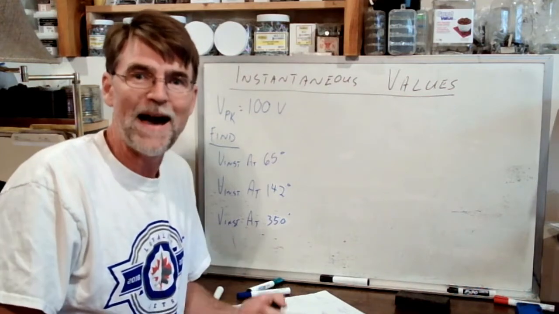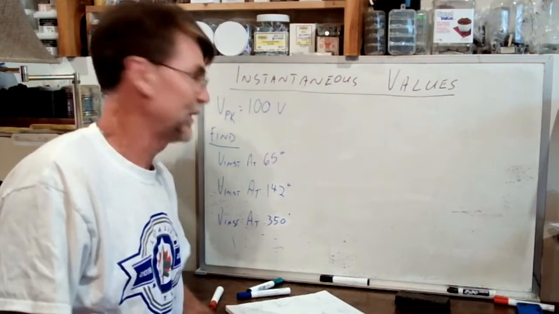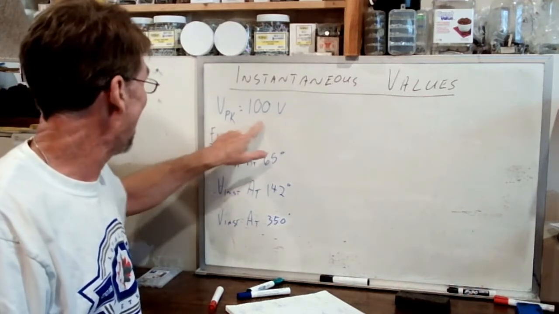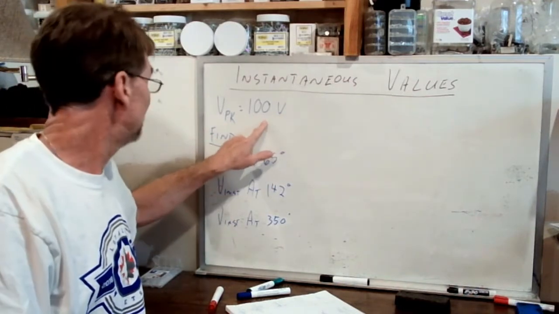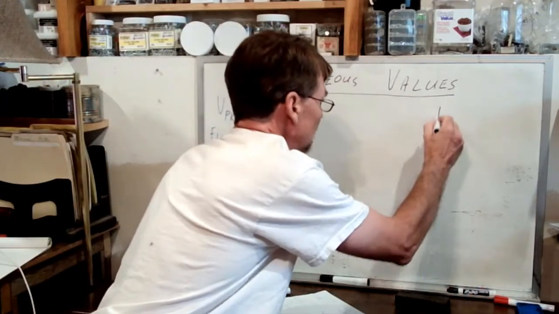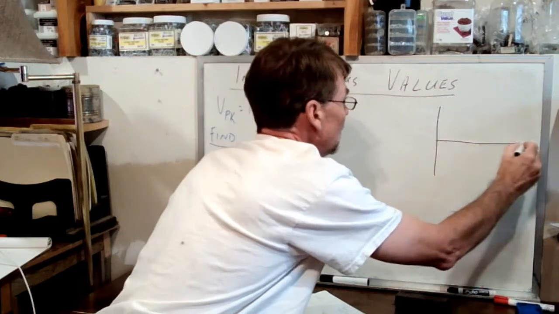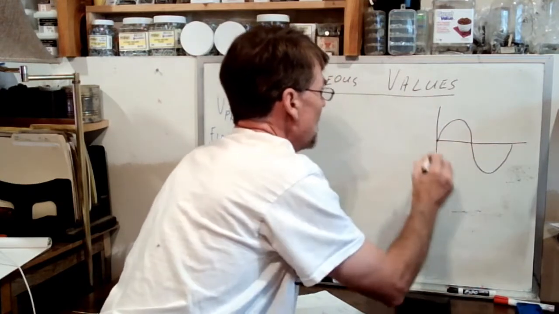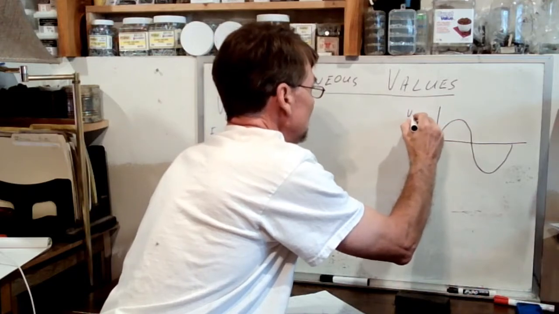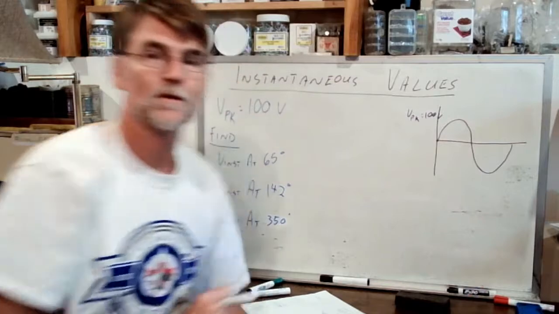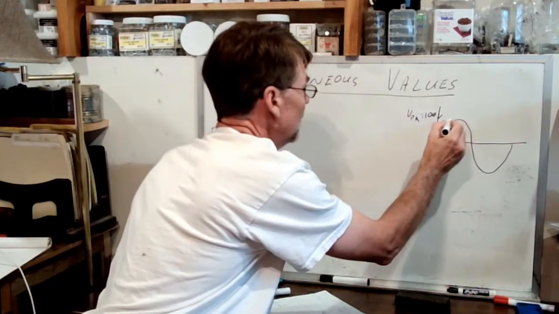All right, so let's put the math to work and see how these numbers work out. Let's consider a scenario where we have a voltage with a peak of 100 volts. So let's draw the sine wave. And we have a V peak equals 100 volts.